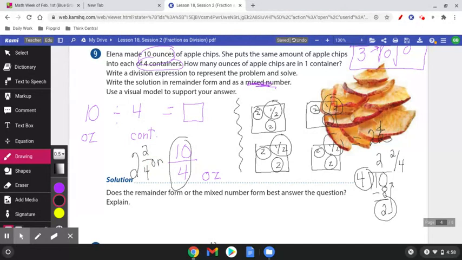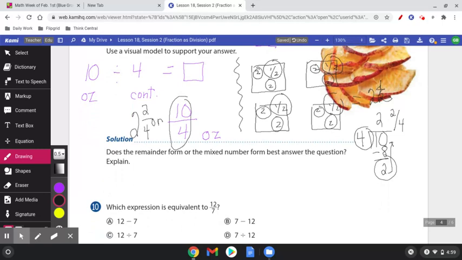For this question, you could do a number line too if you wanted to. You could go to 0 to 10 and figure out how you can divide that into 4 equal parts. I think this picture probably is a little bit easier to do that with. So 10 divided by 4, they're going to have more than a whole in each.